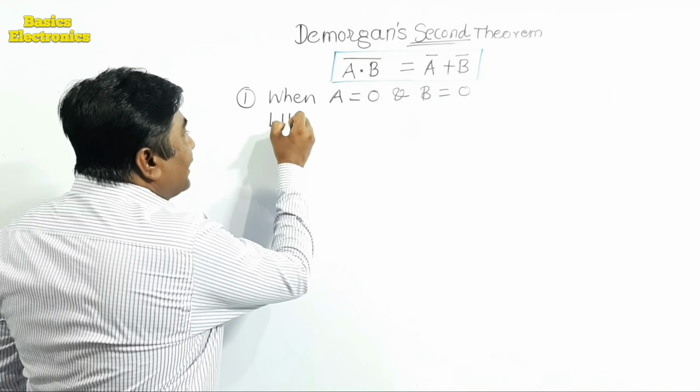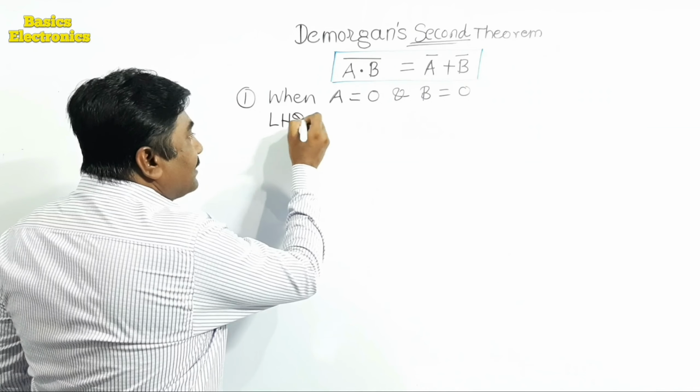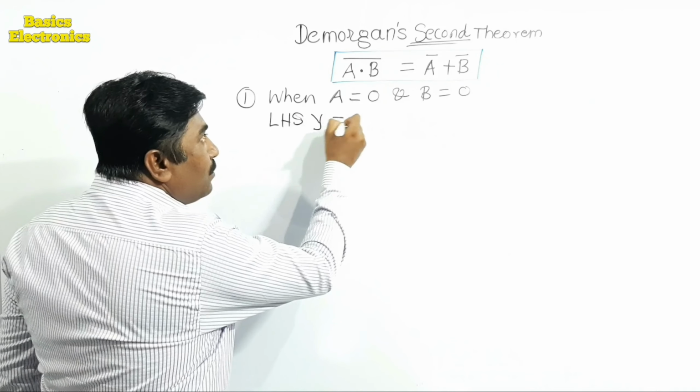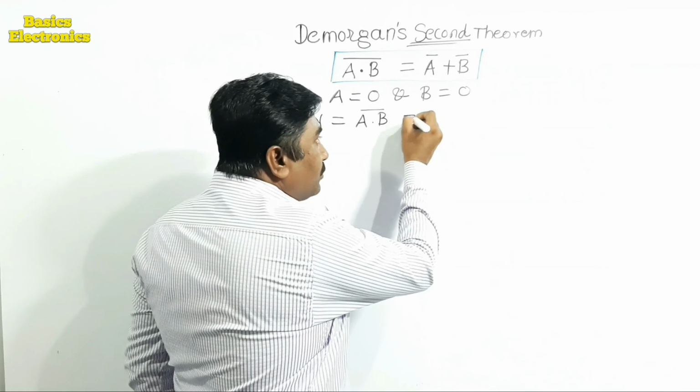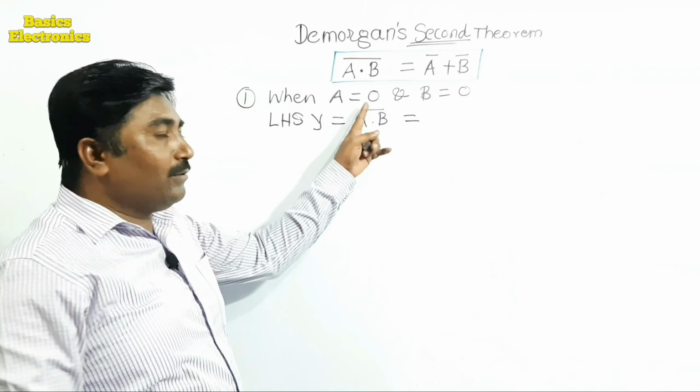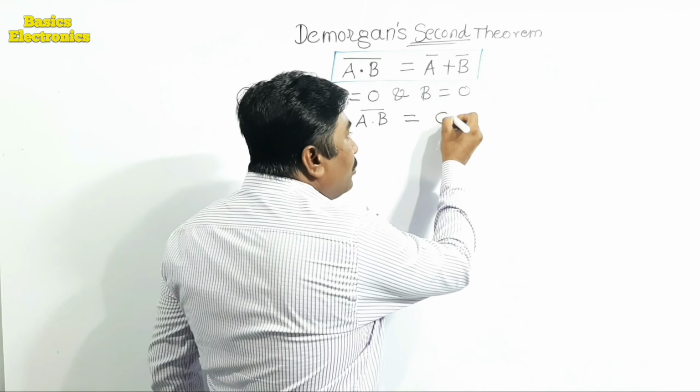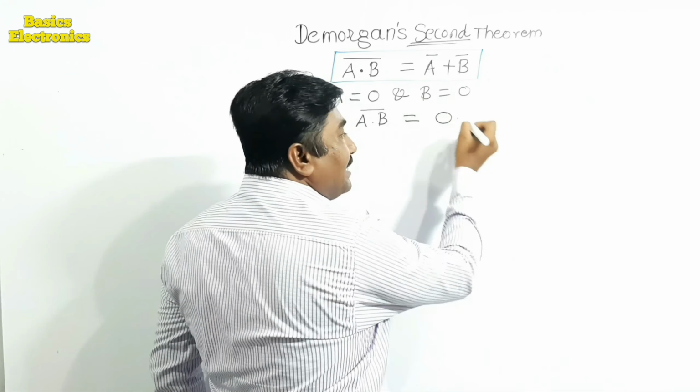So, left hand side: Y equals (A dot B) complement, where A equals 0 and B is also equal to 0.